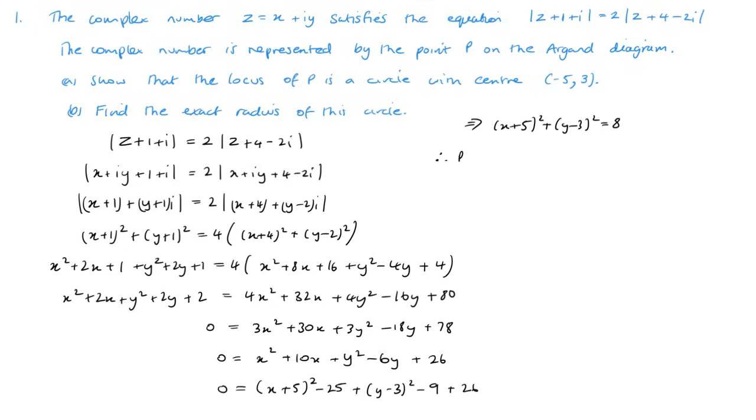So say therefore P is a circle with centre (−5, 3), because that was what was required. And then normally I mention the radius there, but the radius is in B, so radius equals the square root of 8, which is 2√2, and that's the exact value of the radius. And this is question 1 complete.